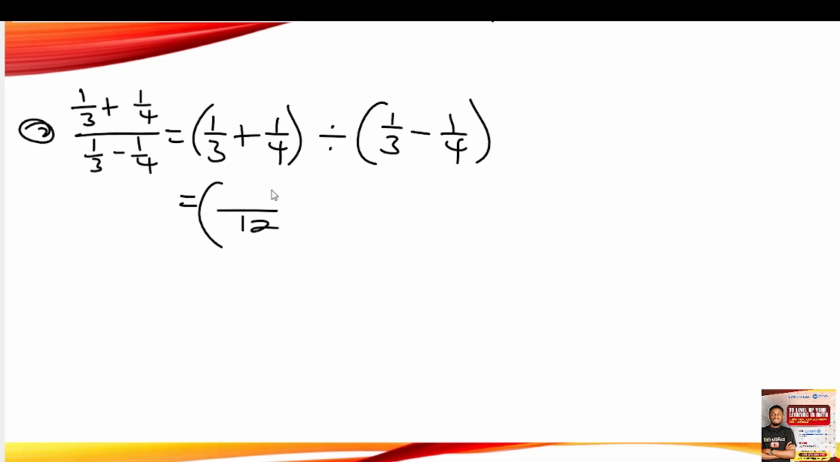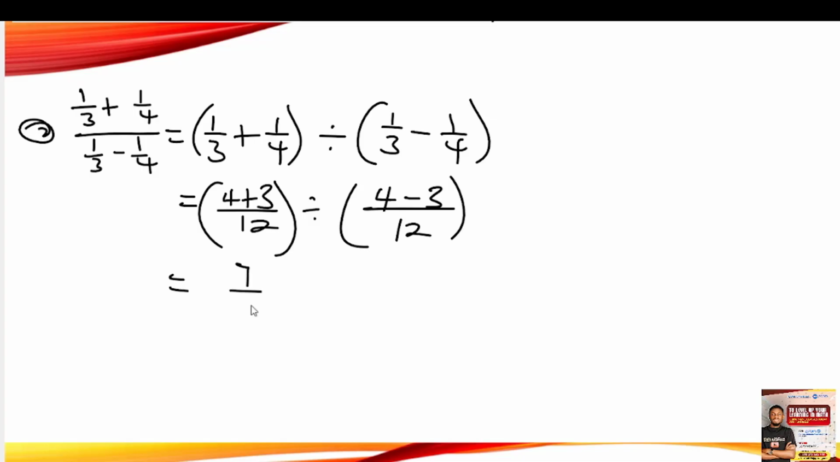So 3 goes into 12, 4. 4 times 1 is 4, plus 3 goes into 12, 4 goes here, 3. 3 times 1 is 3, divided by, we have 12 here. 3 goes into 12, 4. 4 times 1 is 4. 4 goes here, 3. 3 times 1 is 3. Alright, so 4 plus 3 gives us 7 on 12, divided by 4 minus 3 gives us 1 on 12.